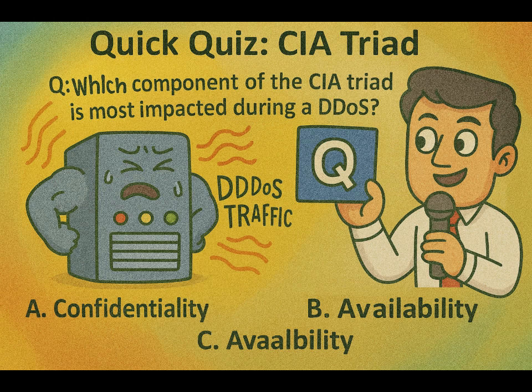Let's warm up. The answer is C, availability. A DDoS attack overwhelms resources, making systems inaccessible.